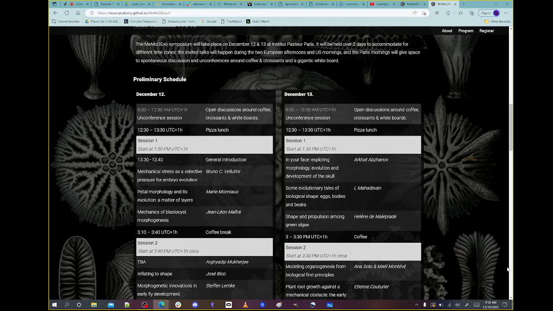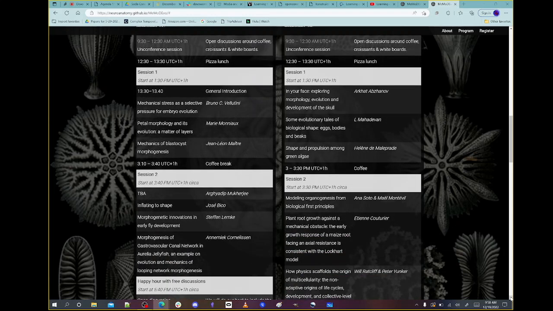Then the second day, there was a lot of interesting stuff on the development of the face, the human face. They were looking at the morphology of the skull and how it changes. They were using something called anatomical networks. This is similar to embryo networks in that they take landmarks on the skull. And as the skull changes its morphology in development, you can look at the changes in that network.